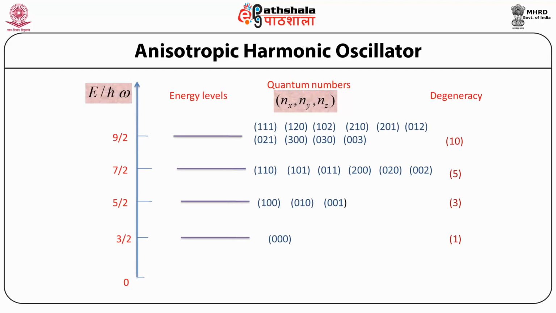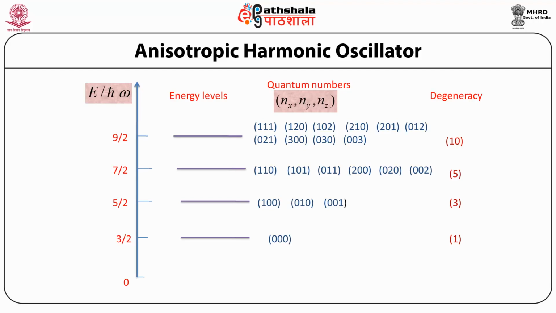Here, what we have shown is the energy level diagram for the three-dimensional harmonic oscillator, where the arrow along the y-axis shows the energy in the scale of h bar omega. So the different horizontal lines explain the different energy levels. And we also noted the different quantum states, which are designated by nx, ny and nz in the middle, and the total number of states for each energy level gives you the degeneracy, which is tabulated on the extreme right hand side.